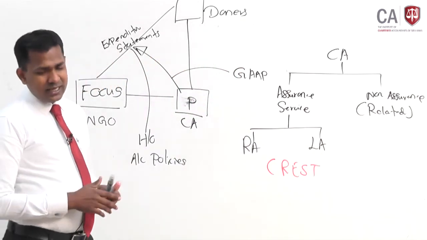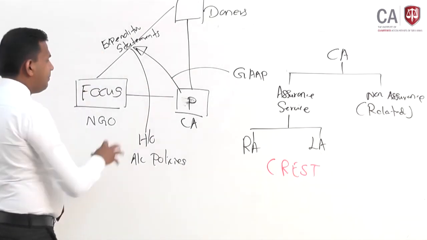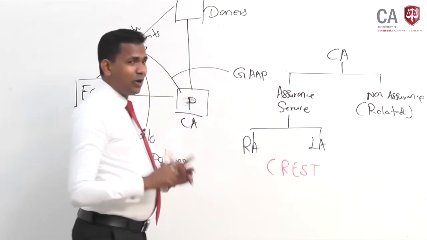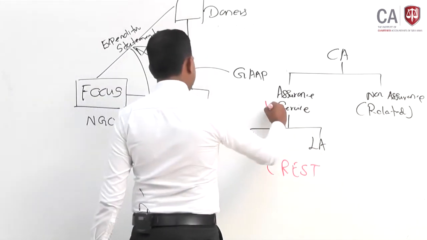Now the first question is, first of all you need to see whether this activity comes under assurance or non-assurance activity. It looks like, in my conclusion, this comes under an assurance service. Why?